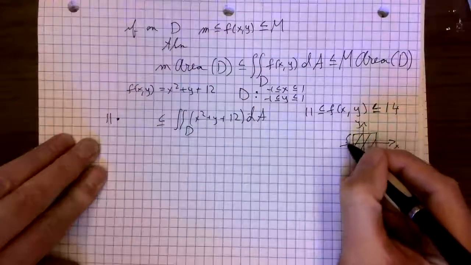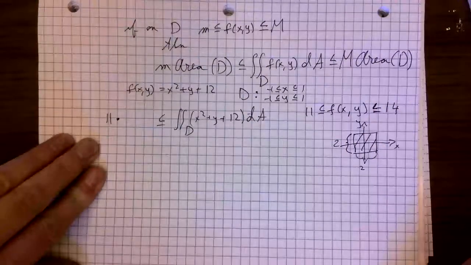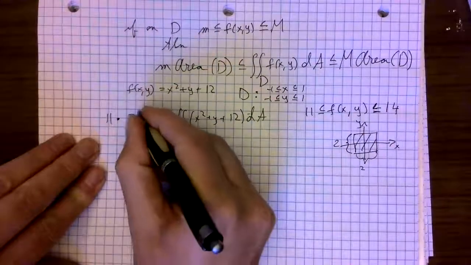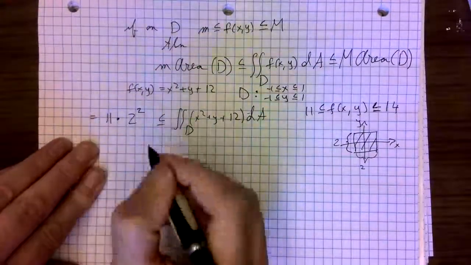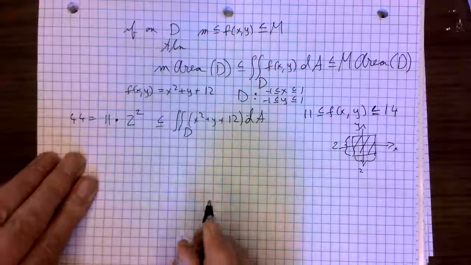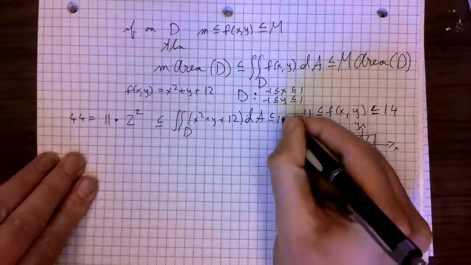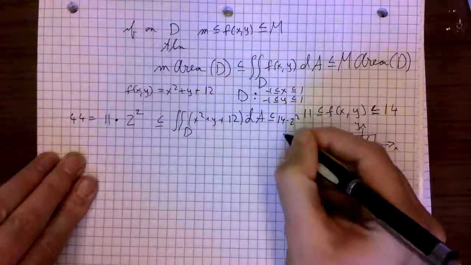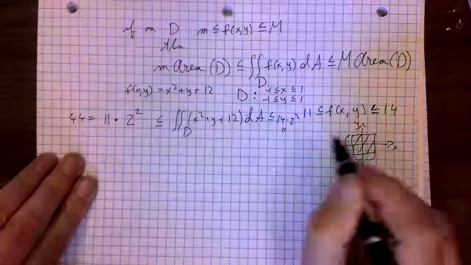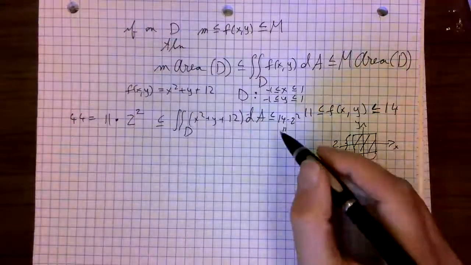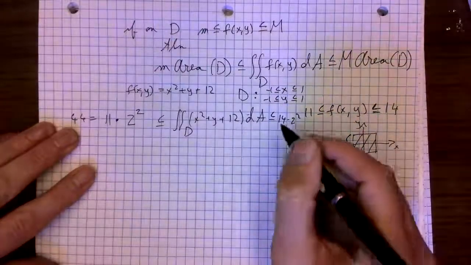Well, the sides are both of length 2, so it's 11 times 4, so 44. Whatever it is, it's at least 44, and it's at most 14 times 2 squared, and 14 times 2 squared, well, it's 14 times 4. Oh, that's too complicated, no, is it?